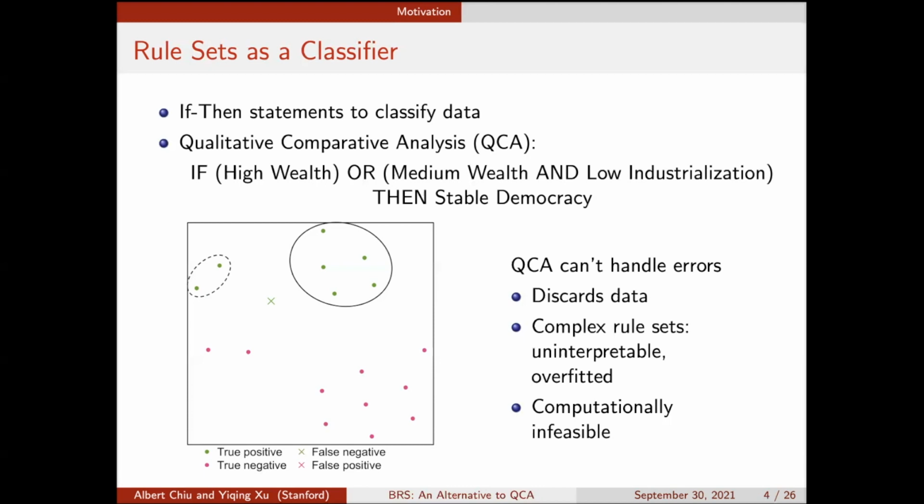And another problem is that QCA tends to pick these really complex rule sets that are uninterpretable and overfitted. Because what it likes to do is pick these rule sets that explain your specific sample very, very well, but then they generalize quite poorly. And they're also way too complicated for you to understand. And lastly, QCA quickly becomes computationally infeasible, both because the size of the problem grows exponentially with the number of variables, and also because the fastest way we know how to solve QCA still takes exponential runtime.